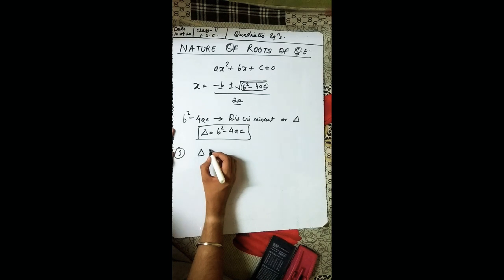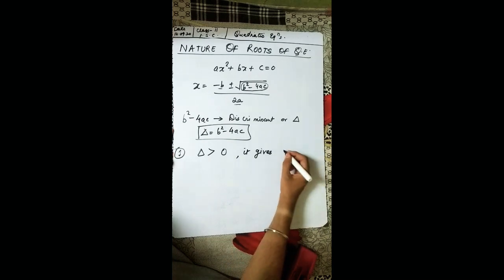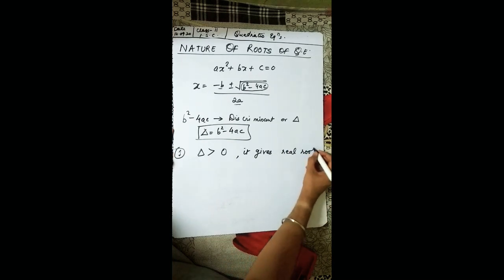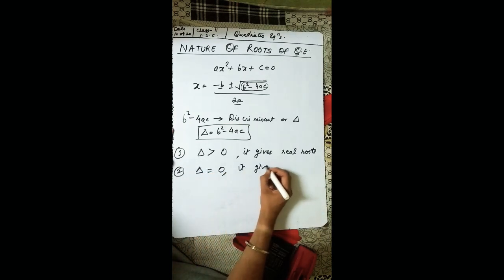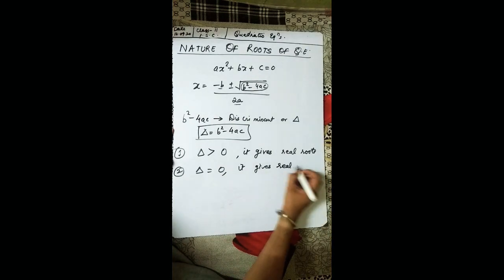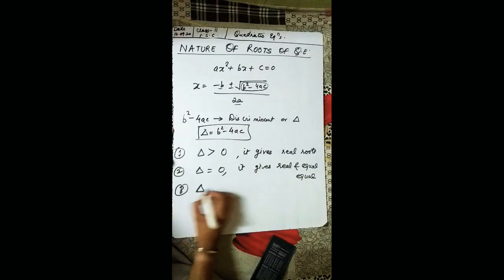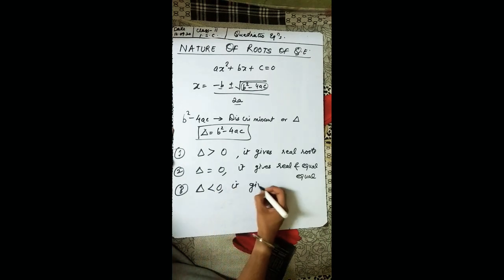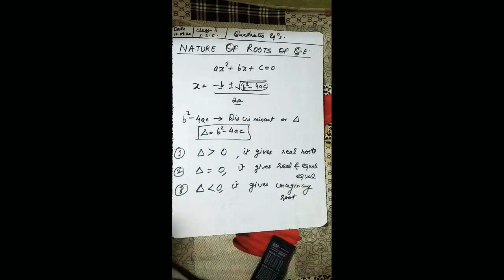If your del is greater than 0, it gives real roots. If your del is equal to 0, it gives equal roots. Let us add one more word: real and equal, right? And if your del is less than 0, it gives imaginary roots. You know the meaning of imaginary, which we have studied in the complex number. So that is what we have to remember here.